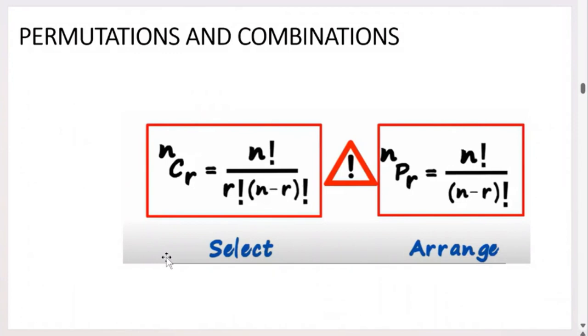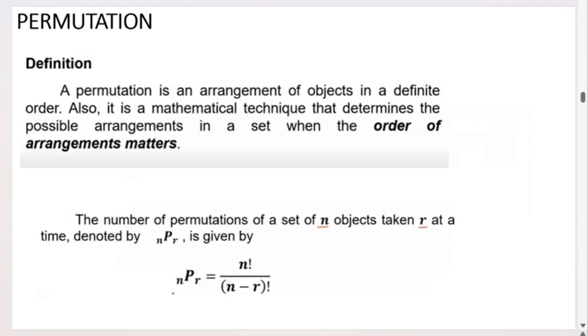The permutation formula, you see it with the P, and the combination, you see it with the other one. What are these things? It is important that we understand the definition of these things. Let us start with permutation. Permutation is an arrangement of objects in a definite order. Also, it is a mathematical technique that determines the possible arrangements in a set when the order of arrangement matters.